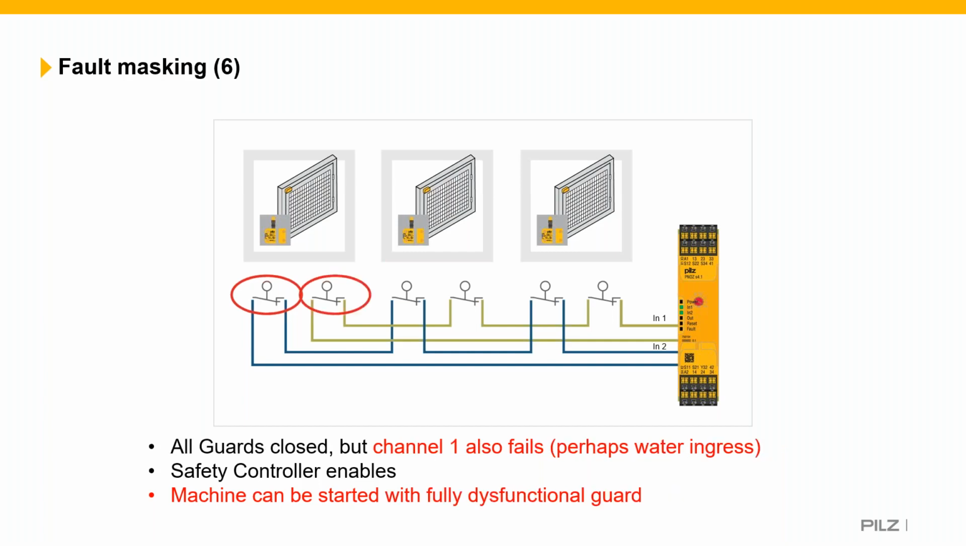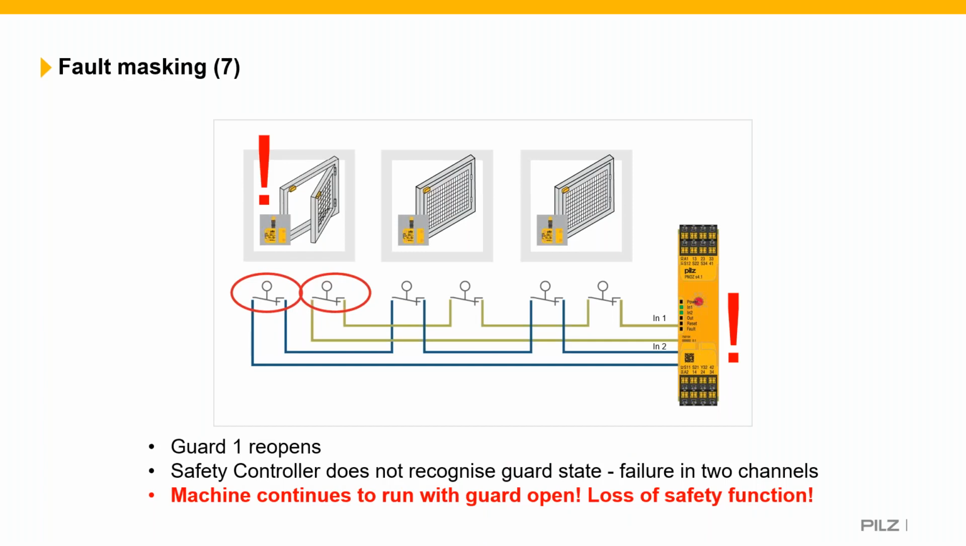So due to the washdown, over time, channel 1 on guard 1 also fails. The safety controller is enabled. The machine can be started with a fully dysfunctional guard. And so when guard 1 is now opened, the safety controller does not recognize the guard state. Due to the failure of the 2 channels, the contacts remain closed and the machine continues to run with the guard open. This is a loss of the safety function.